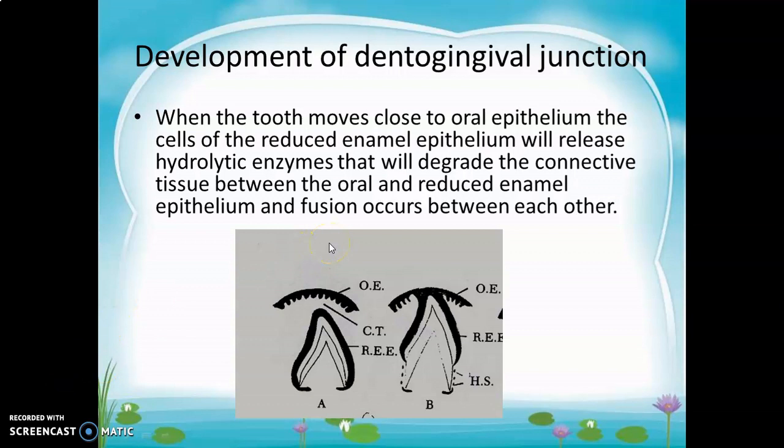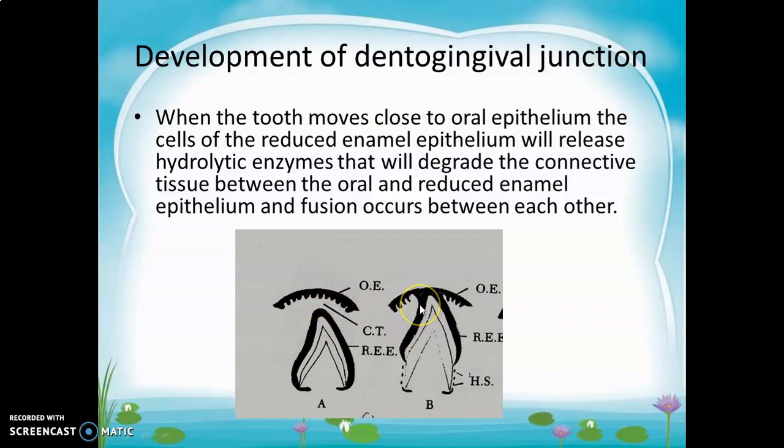Finally, development of the dentogingival junction is another histologic change during eruptive tooth movement. Here you can see a developing tooth getting ready for eruption. The crown is covered by reduced enamel epithelium, and this is the oral epithelium. Reduced enamel epithelium releases certain enzymes which cause the degradation of connective tissue in the eruptive path. So as the tooth erupts, the path of eruption is devoid of any connective tissue.